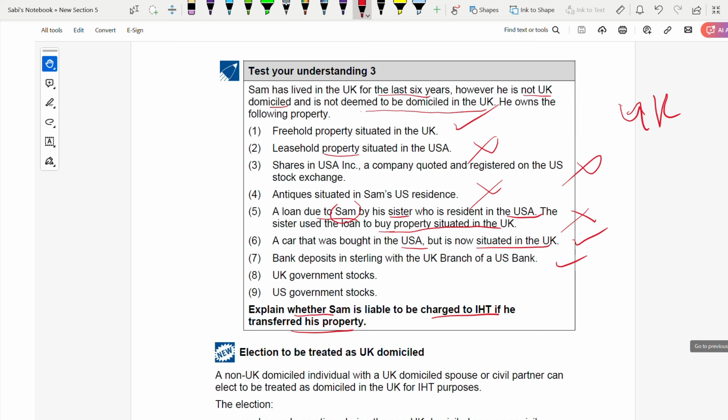Then next, 8. UK government stocks, 9. US government stocks. UK government stocks is a chargeable asset. It's very easy. What about the next one? No, because it might have been registered in US. This would have been registered in US.